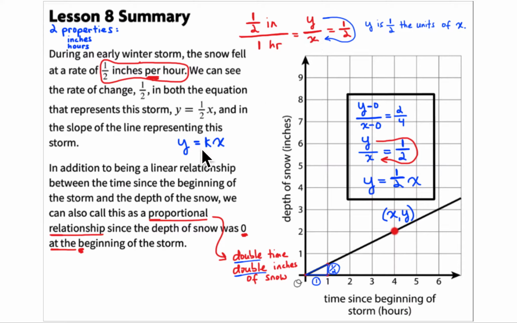So for a proportional relationship, start out with the properties, write y over x, and think about this form of the equation, y equals kx. K is the same as y over x. K is the constant of proportionality. I don't think I wrote that anywhere. Constant of proportionality, which for a proportional relationship is the same as the slope of this line.